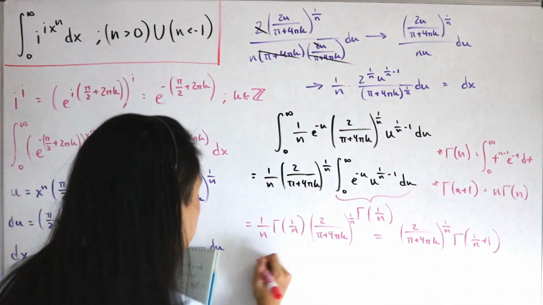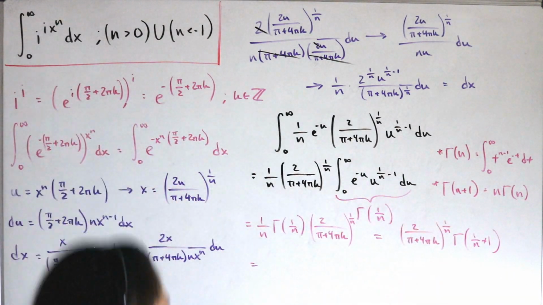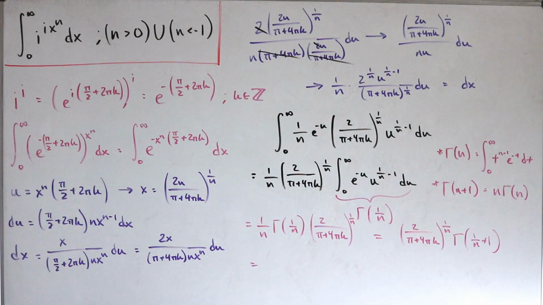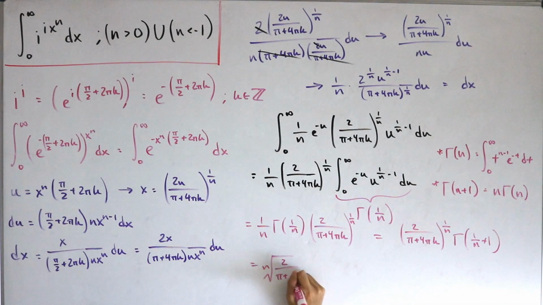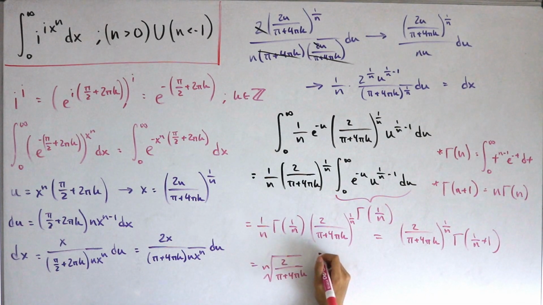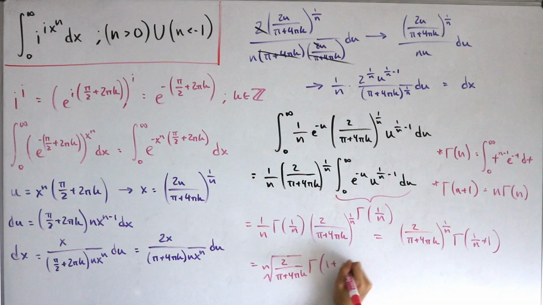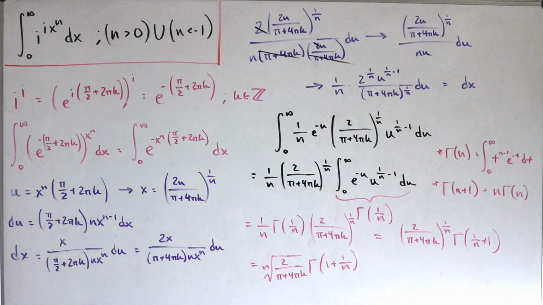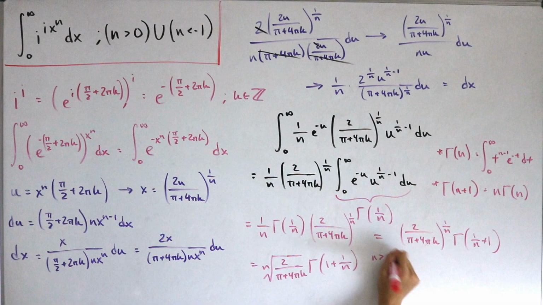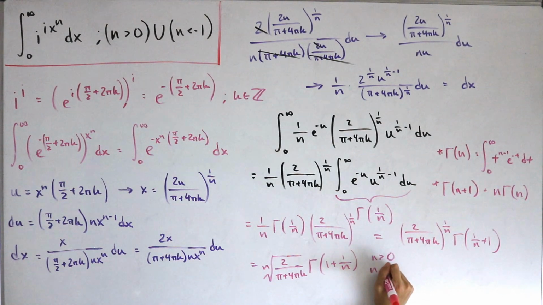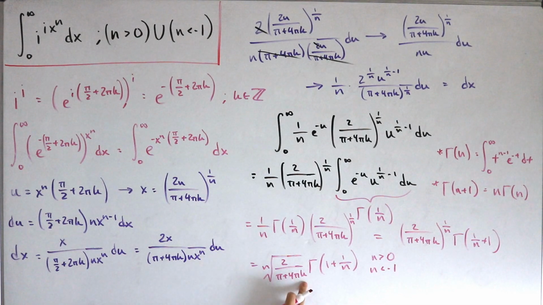If you want to continue simplifying things further with that exponent, this can be written as the nth root of 2 divided by pi plus 4 pi k, multiplied with gamma of 1 plus 1 divided by n. And this is to establish that n is strictly greater than 0 and strictly less than 1.